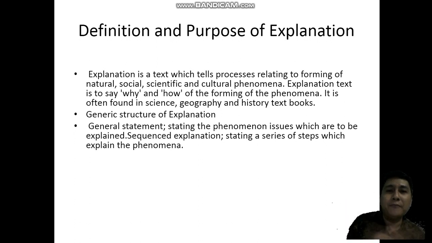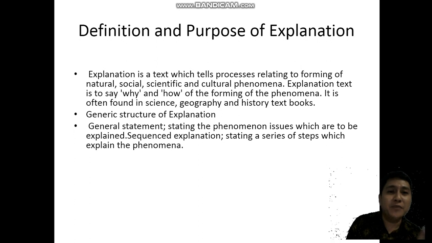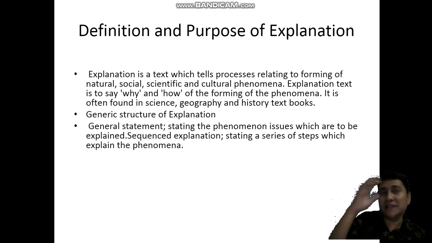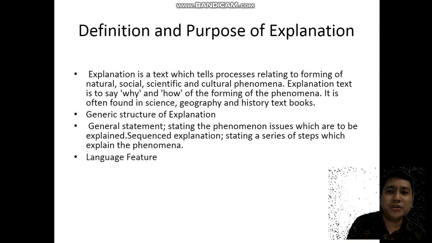So take for example, photosynthesis. The writer will start the explanation text by saying, do you know the process of photosynthesis, or do you know how plants make their food? So this is a kind of general statement. And after that, we move to sequence explanation. Sequence explanation is the steps or the explanations of how the process happened. So it focuses more on the process. All right. And then the language features.